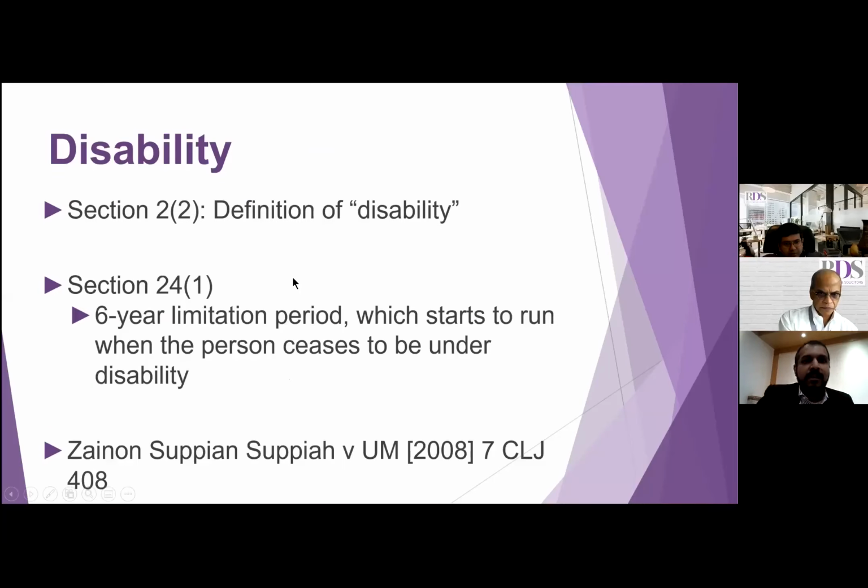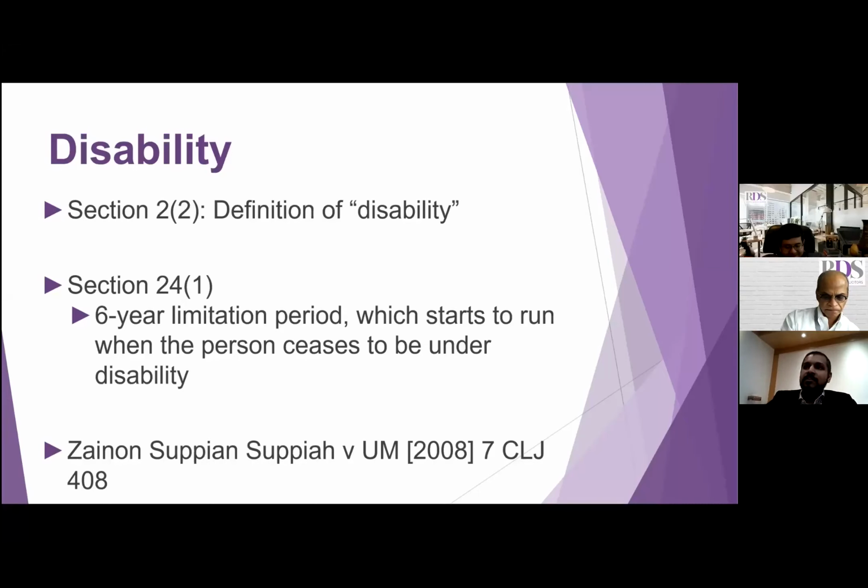We go on to deal with exceptions under the Limitation Act: disability. Now, we deal with what are the kinds of disability. There are two, namely, in relation to infants or those who are of unsound mind. Section 24 specifically provides that the limitation period starts to run 6 years from the date when such person ceases to be under the disability. An infant ceases to be disabled when he attains the age of 18 or dies, whichever is first.